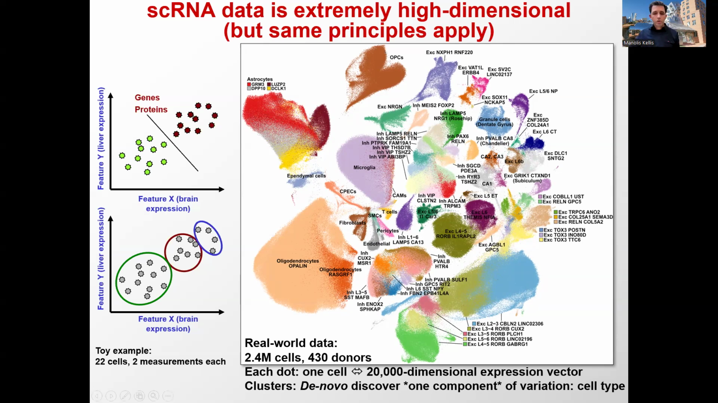These clusters discover one component of the variation, which is the cell type. But within that cell type, the cells here come from, let's say, Alzheimer's, and the cells here come from control. Or the cells here come from males, and the cells here come from female donors, and so on and so forth.